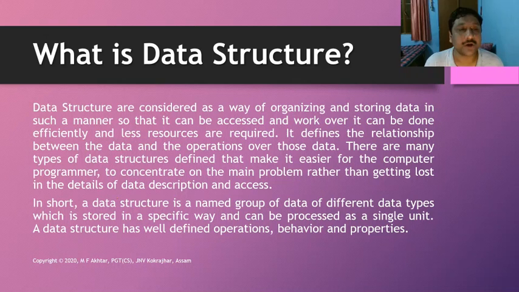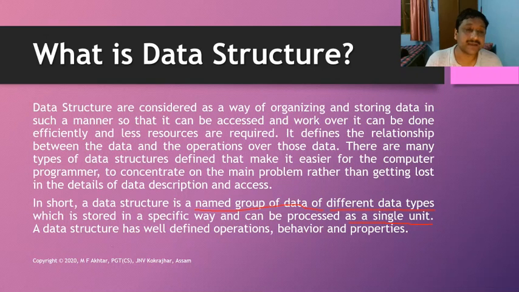In short, a data structure is a named group of data of different data types which is stored in a specific way and can be considered as a single unit. If many data are to be stored as a single unit, it means whenever we want those data, each and every data will come at the same time. So these data are stored in a single unit, and it is given a name. A group of data is given a name. Different data types means we can store integers, floats, doubles, boolean type, string type, tuple type. So many types of data can be stored in a single unit.